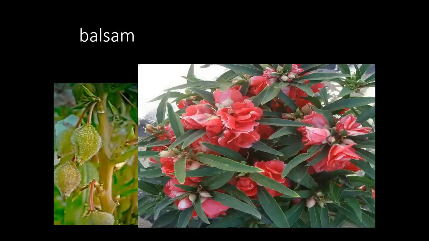Here is another example of dispersal by explosion, that is balsam. Balsam is a common plant you must have seen in the garden, and the flowers are really beautiful and nice. In this picture, I tried to show you the seed. When it becomes mature, it dries up, it bursts, and the seeds come out. This is the pod of the balsam. Inside this pod of the balsam, there are the seeds. When it becomes dry, the pod bursts and the seeds come out.